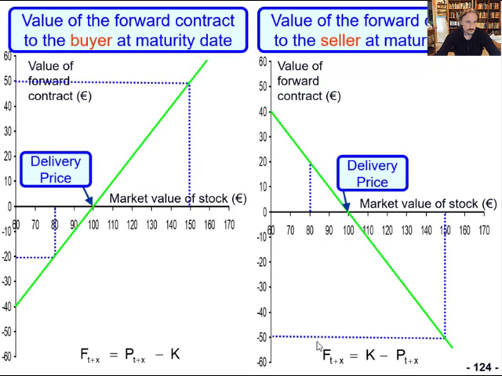The opposite happens if the market price of the underlying asset is lower than the delivery price, then the selling position in the forward contract has a positive market value of 20. 20 equals the delivery price of 100 minus the market price of 80. Because the seller must sell the underlying asset at the delivery price of 100 and can buy it at a market price of only 80. So he makes a profit in this case equal to 20 euro. We can describe this relationship also with an equation which looks just the opposite of the equation for the buying position. So the market value of the forward contract in the selling position equals the delivery price minus the market value of the underlying asset.